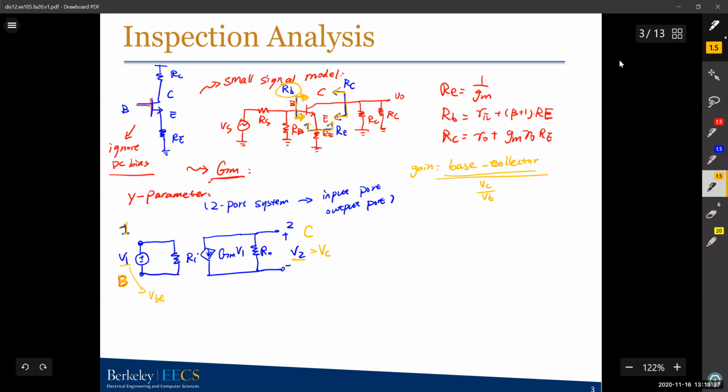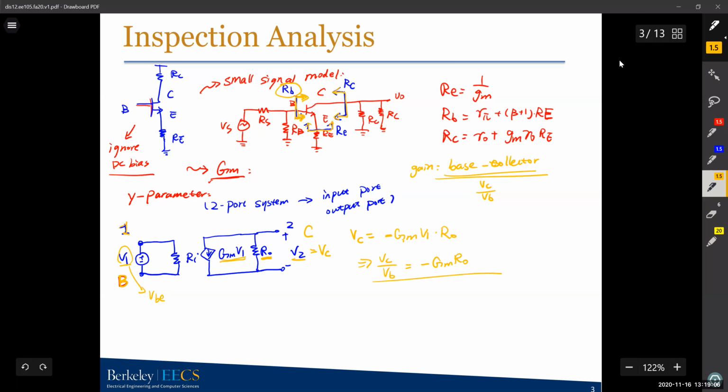Right? So what's your VC over VB? It will just be, you have V1, and this current source is GM times V1, and you have resistance R naught. So your VC will just be negative GM times V1 times RO. So your gain VC over V1 is VB, okay? So it's negative GM RO.